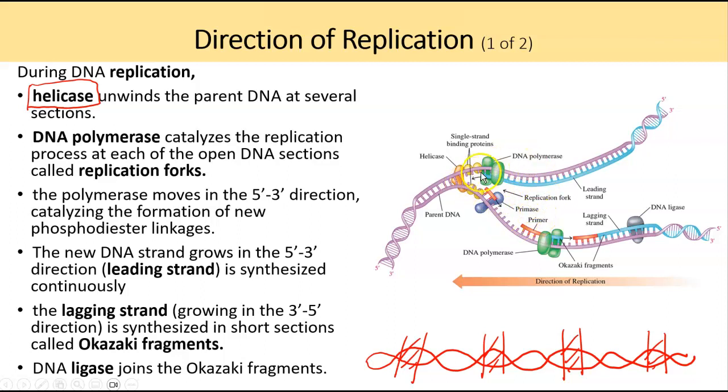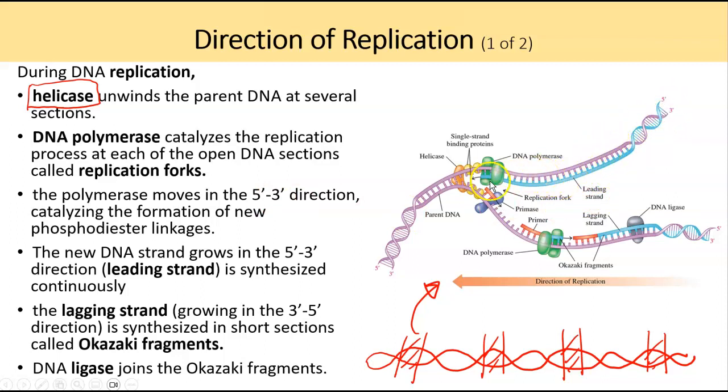For example, this is one of those sections you are seeing here. Just consider it as one of the sections from the parent molecule. In this section, the DNA polymerase catalyzes the replication right here, so we call this site the replication fork. Now, this DNA polymerase enzyme has a very picky moving direction. It only moves in the 5' to 3' direction of the newly synthesized DNA strand.